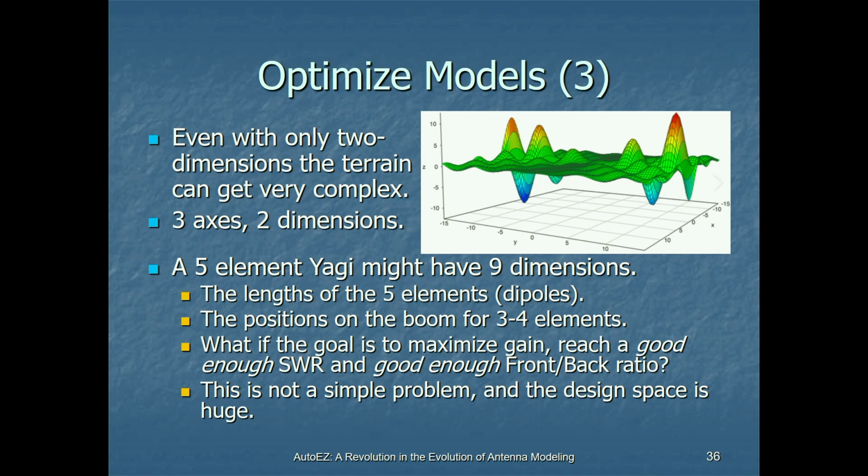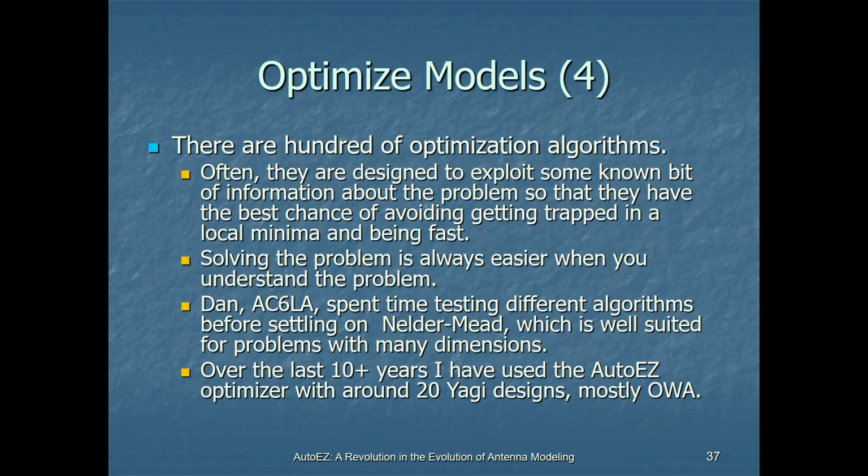Usually you anchor the reflector at 0, so the other 4 move. But that's 9 variables to optimize a Yagi. That's a lot of stuff. There's a lot of optimization algorithms. Dan did spend time trying to figure out the best algorithm. He used a lot of the built-in ones in Excel and found them lacking.